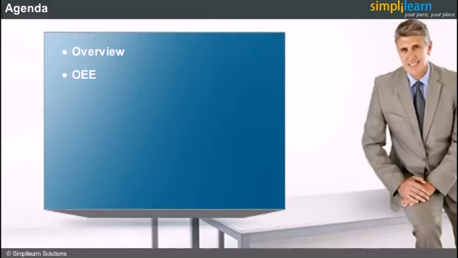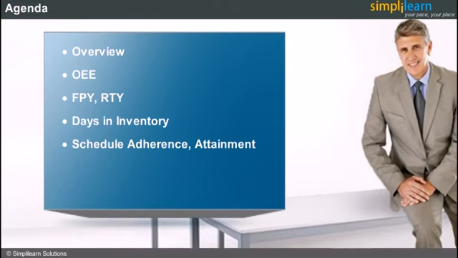Then we will cover the metrics FPY, First Pass Yield. This measures the ratio of output versus inputs, and RTY, Rolled Throughput Yield, is the probability of the entire process producing zero defects. The next metric, days in inventory, measures the average number of days the company holds its inventory before selling it. Other critical metrics are schedule adherence, attainment, and lean accounting. In the next slide, we will start with an overview of lean metrics.